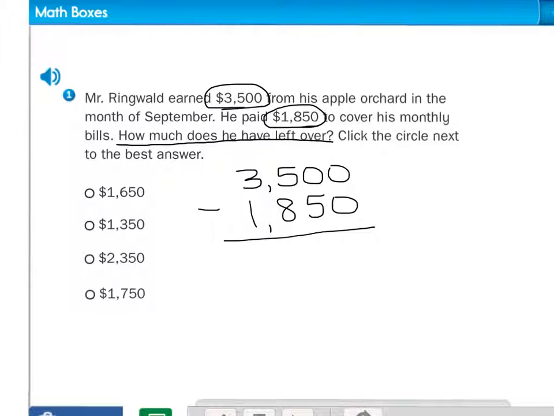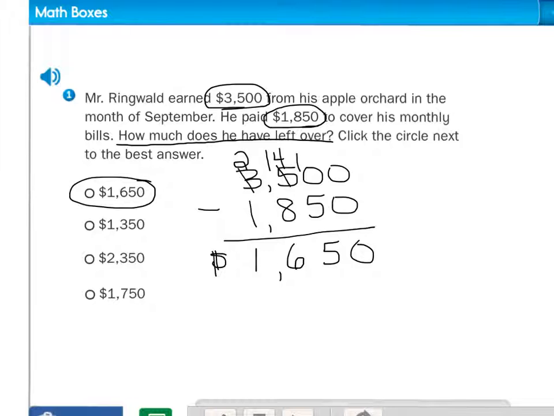1,850, and 0 minus 0 is 0. 0 minus 5, you can't do it, so you're going to borrow from that 5, make it a 4, which makes this a 10. So 10 minus 5 is 5. 4 minus 8, again, you can't do that, so you're going to have to borrow from here and make that a 2, which makes that a 14. So 14 minus 8 is 6. 2 minus 1 is 1. So $1,650. So that's going to be that very top one.